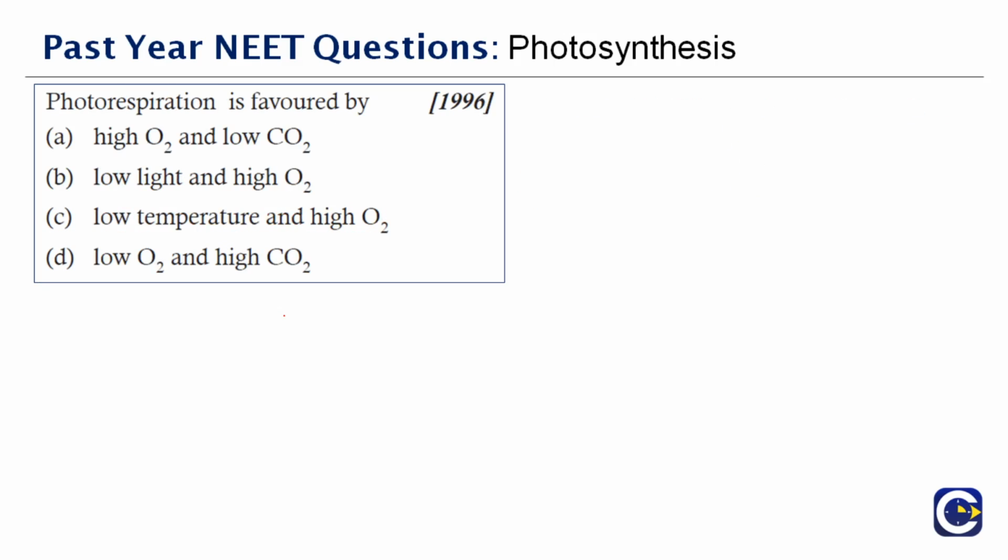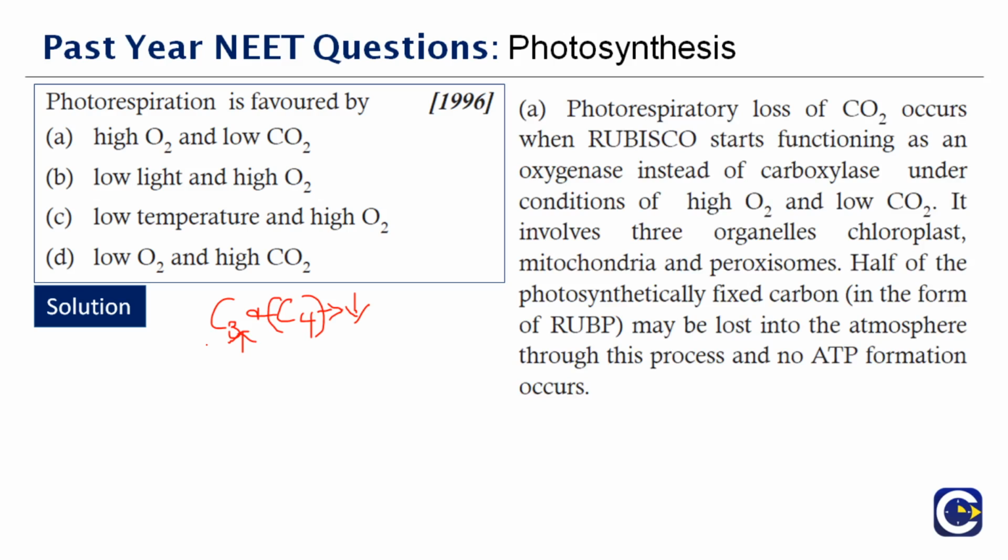Next question here. Photorespiration is favored by dash. I think this is again an easy question for you. I already explained about what is photorespiration when we talked about C3 and C4 plants. We said the rate of photorespiration is low here and it is high here. Why? These grow in high temperatures, these grow in cool regions. All these variations we saw. In C4 plants, the carbon dioxide will be in lower concentration, while it is in higher concentration in C3 plants. The photorespiration rate will be favored only when there is high presence of oxygen and low presence of carbon dioxide. Therefore the correct answer to this question is option A.